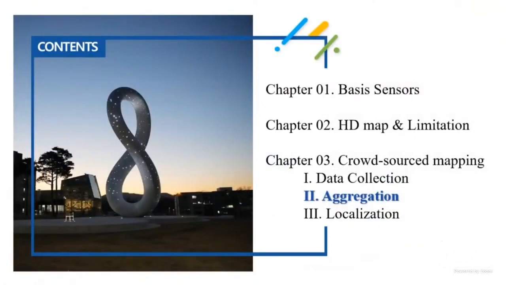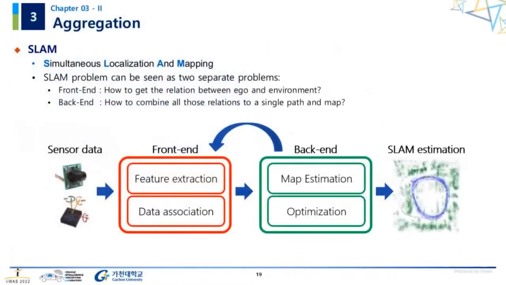When all the information on the road is collected by these various types of sensors, the information must be processed in the cloud to create a final HD map. This is called aggregation. The most basic algorithm to do this is SLAM.